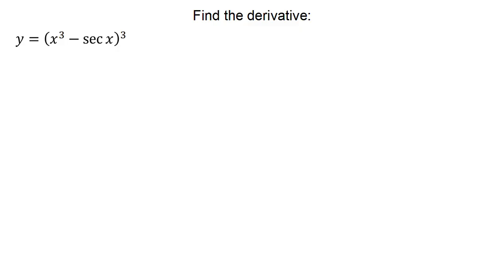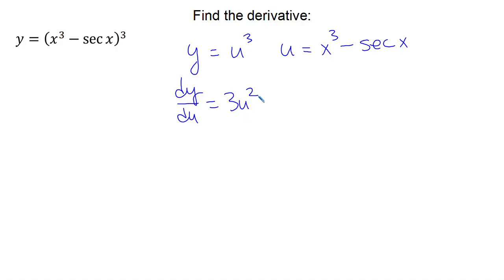All right, for number 15 here, we've again got a function, x cubed minus secant x, that's being raised to the third power. So this is y equals u cubed, where u is x cubed minus the secant of x. So dy du should equal 3u squared, and du dx should equal... Oh, that's not the derivative. That's just the function. Du dx should equal 3x squared minus secant x tangent x, right? I don't know why I didn't take the derivative there.